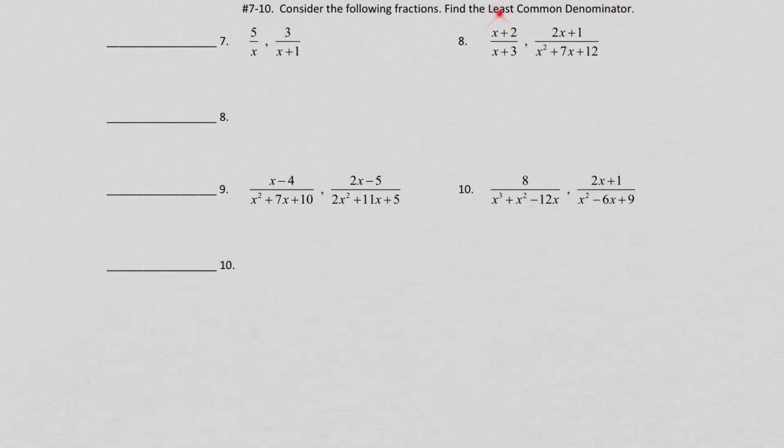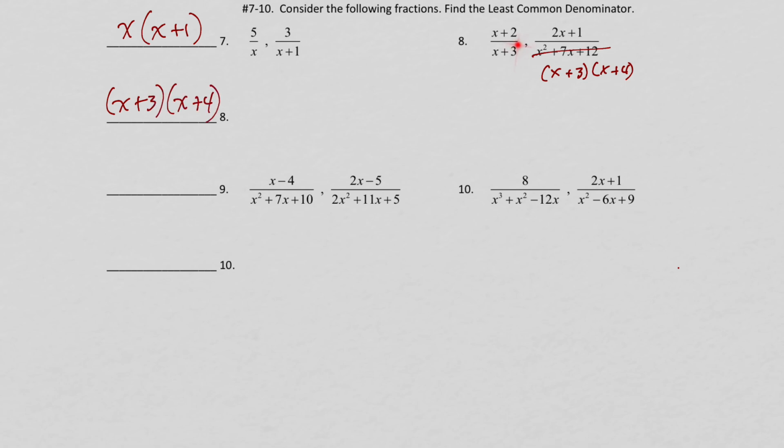Okay, we're only finding the least common denominator. So this and this have nothing in common. So the LCD is just the product of those. So the LCD is x times x plus 1. If something can be factored, factor it first. This cannot be factored, but this factors as x plus 3 times x plus 4. So the LCD is x plus 3 times x plus 4. And it's not x plus 3 squared because 1 is the most it happens in any one of them, so it's only going to happen once here.